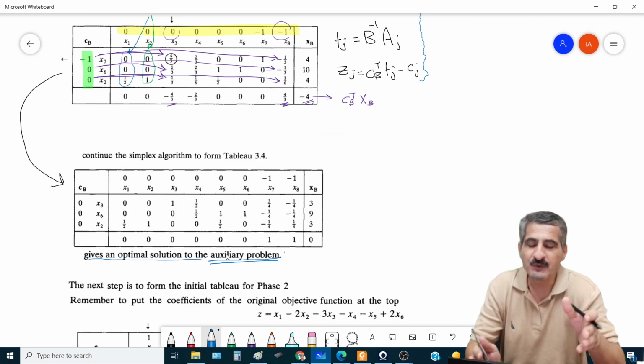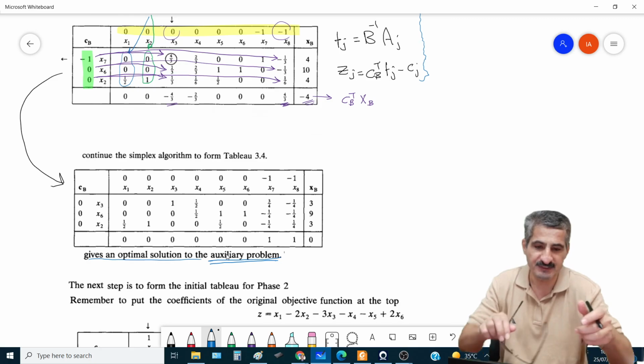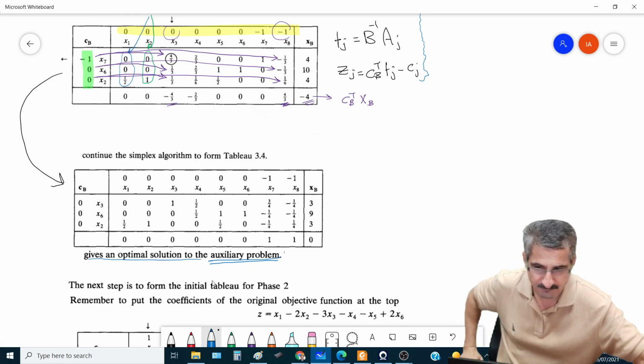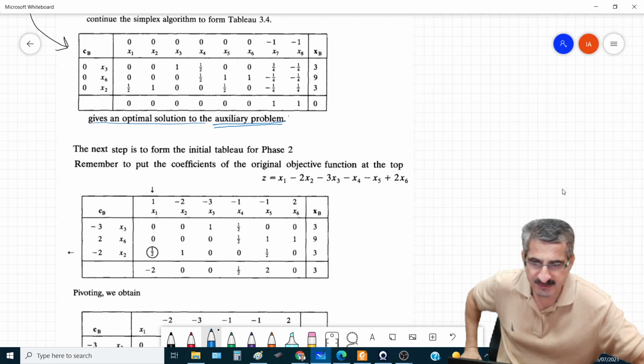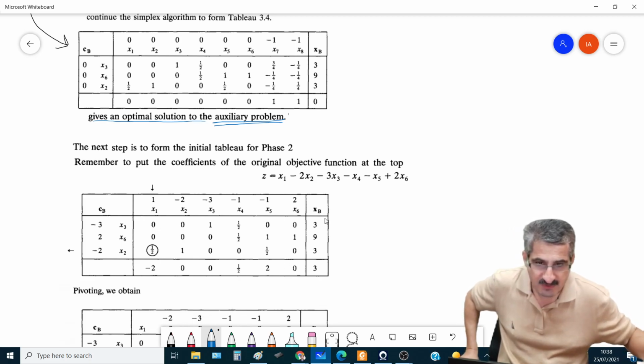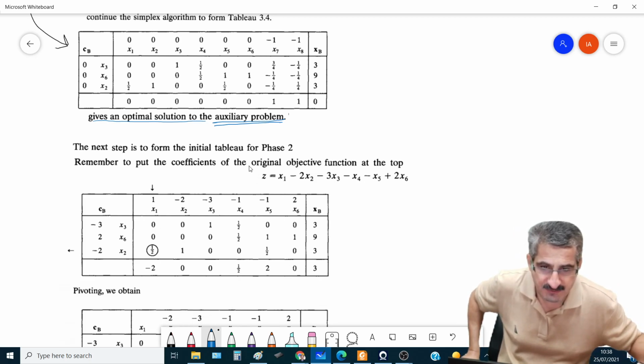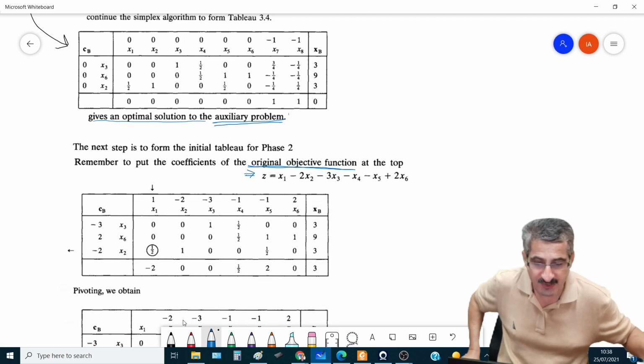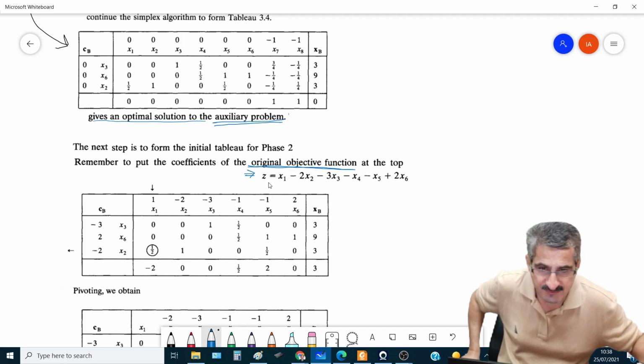Now what do we do? We want to get rid of the artificial variables, right? So the next step is to form the initial table for phase 2. Remember that the original objective function, now we bring it here. The original objective function is this, and therefore C equals 1, negative 2, negative 3, negative 1, negative 1, 2.